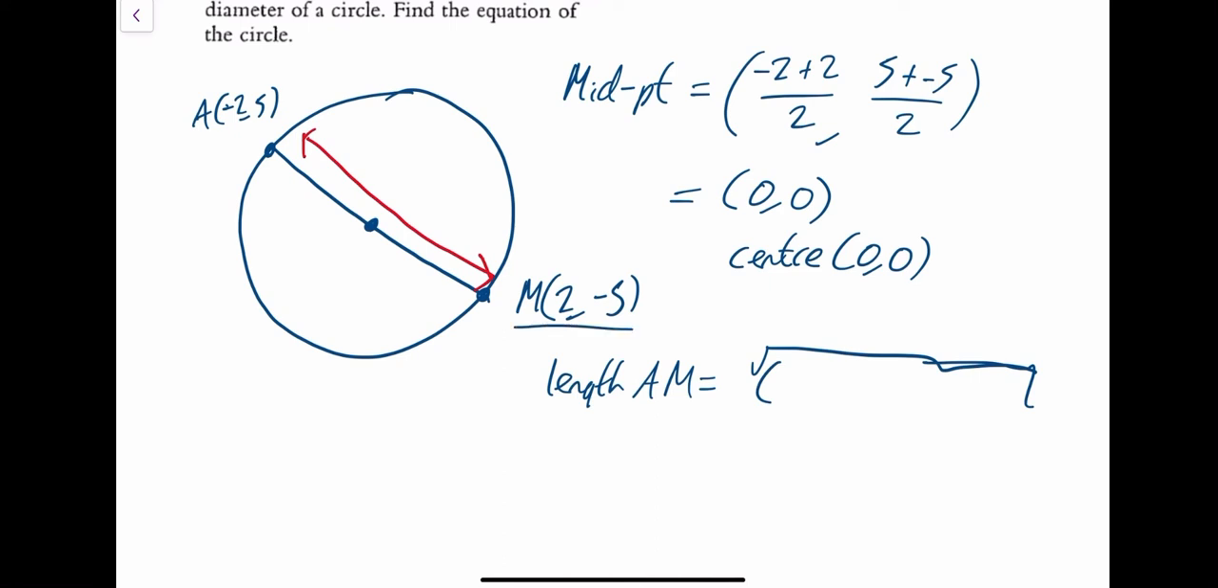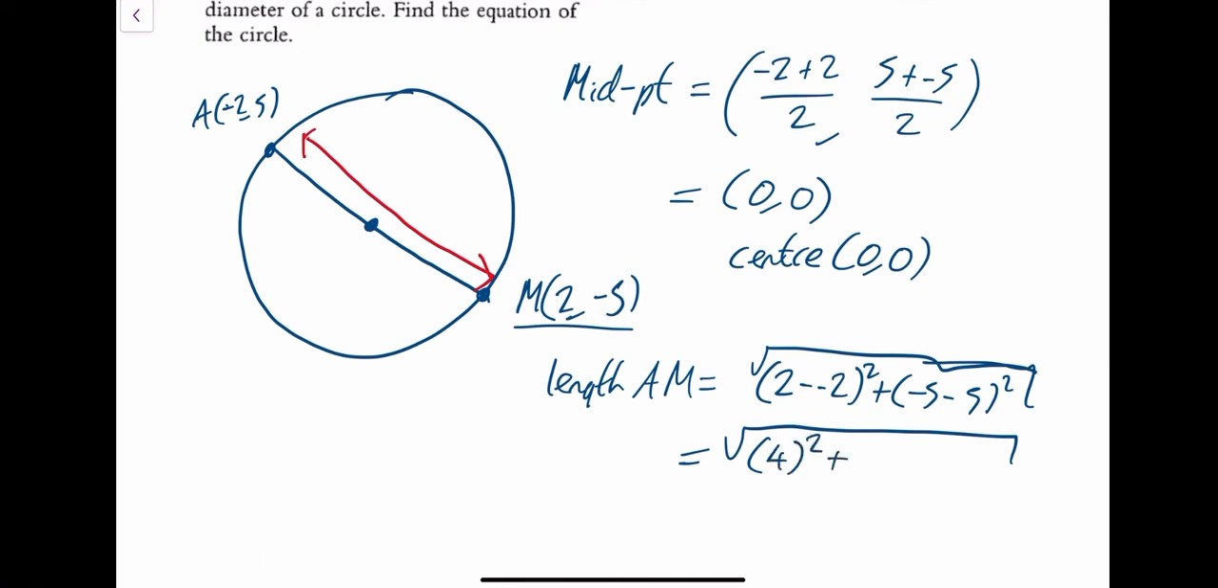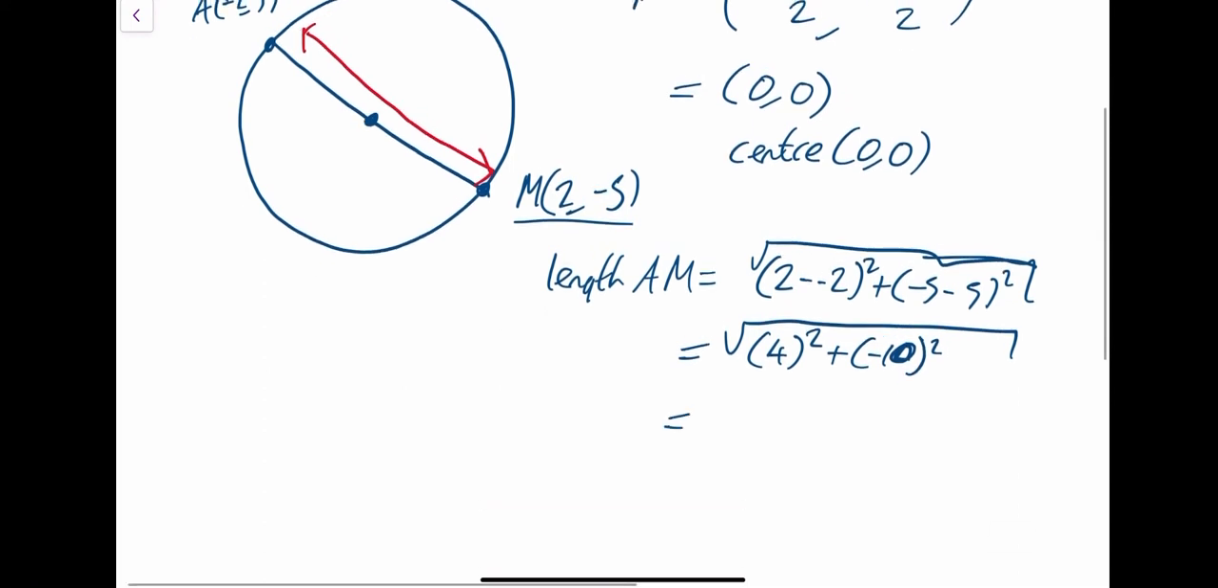So my x difference is 2 minus -2, and that gets squared. And then plus my y difference squared, which is -5 minus 5, and squared. So it's a bit of a mess, let's sort it out. That's going to be 2 minus -2, which is 4, squared. -5 minus 5 is -10, and that's squared. So that works out to be 16 plus 100, square rooted. So that's going to be the square root of 116.